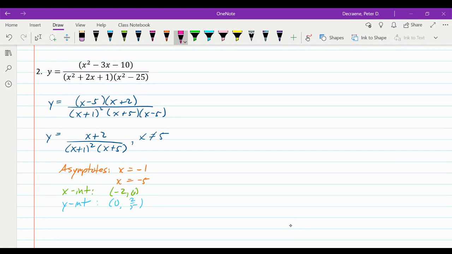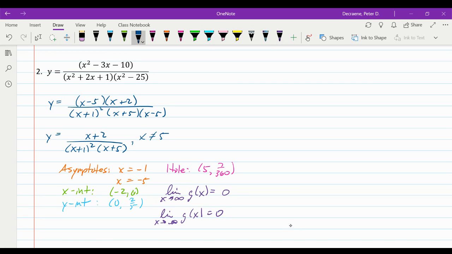And let's see, that hole is going to be at (5, 7/360). 6 squared is 36 times 10. Yep, 7 over 360. And since my numerator has a smaller degree than my denominator, I know that the limit as x goes to infinity on, I'll call this one g of x, is going to be 0, and the limit as x goes to -infinity on g of x is going to be 0, because that denominator is going to get bigger a lot faster than the numerator.